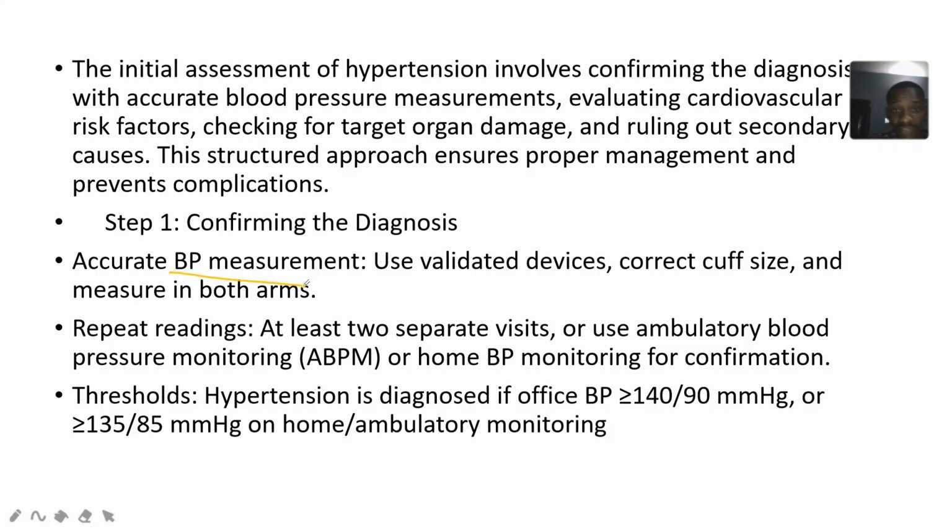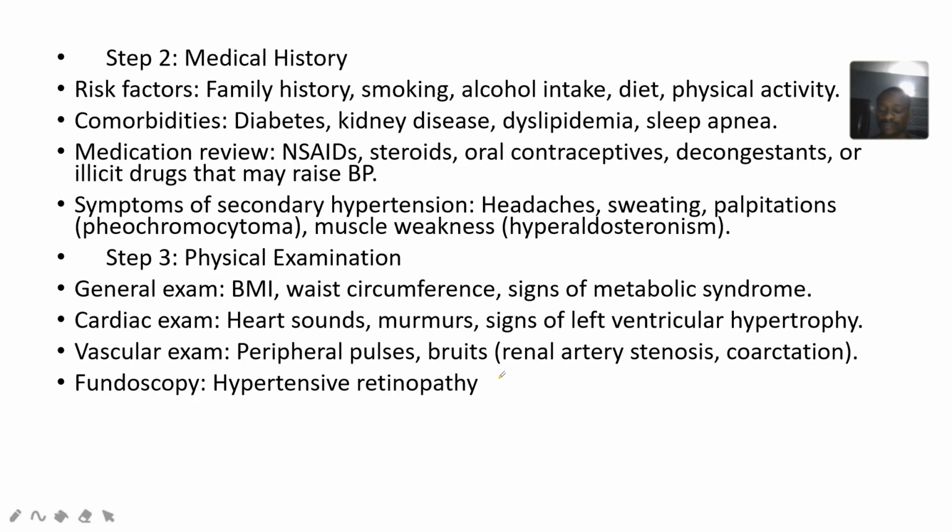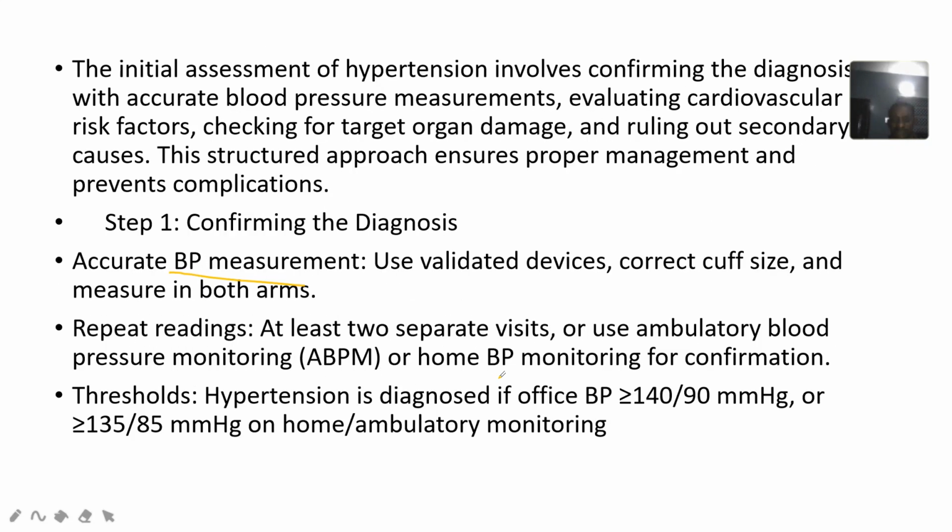So accurate BP measurement. Use good devices, correct cuff size based on the age of the patient. You measure both arms. Sometimes you can tell the patient to stand up, you measure. They lie down, you measure. So repeat measurements too, to get a good value. Hypertension is diagnosed if office BP is more than 140 over 90 millimeter mercury or 135 over 85 millimeter mercury on home ambulatory monitoring. So that's what we got.